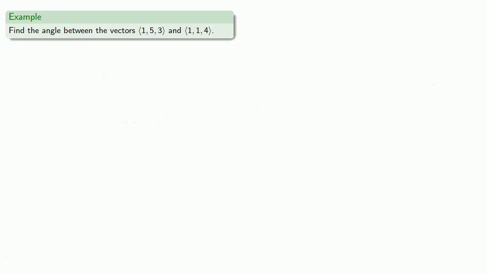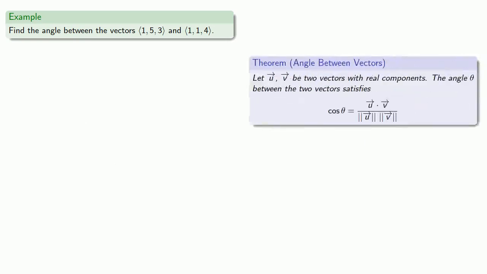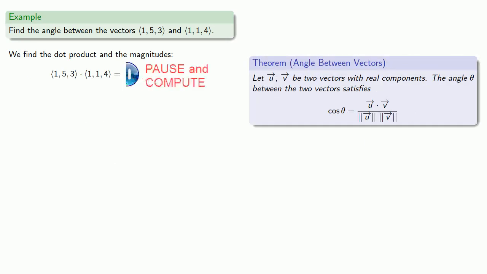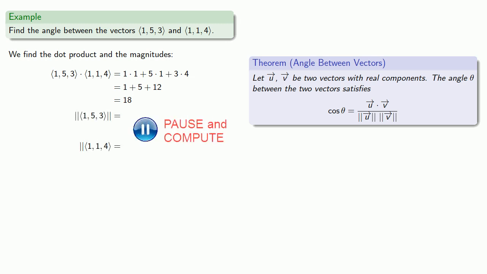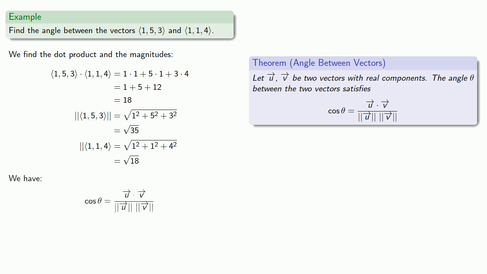So let's try and find the angle between our two vectors. So we need to find the dot product. We need to find the magnitude of the two individual vectors. And our theorem says the cosine of the angle is the dot product divided by the product of the magnitudes. So we'll replace with the values we've found. And we can use that to find the angle itself.